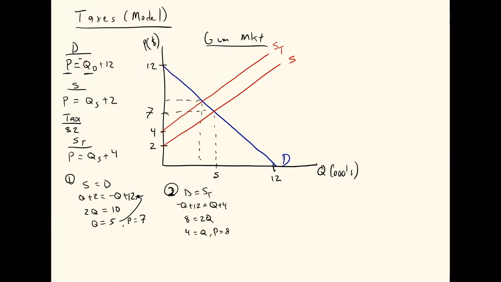So we'll go back up to our graph and label these points. So this is going to be 4, and this will be 8.